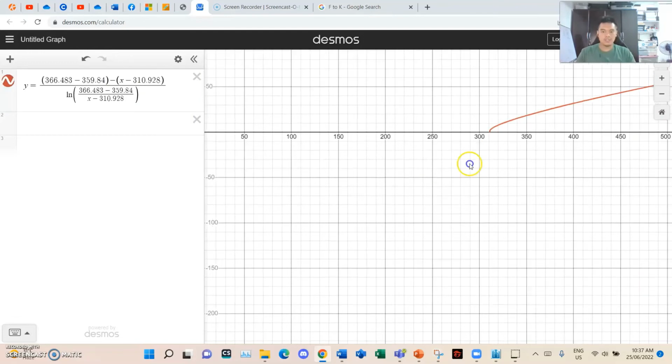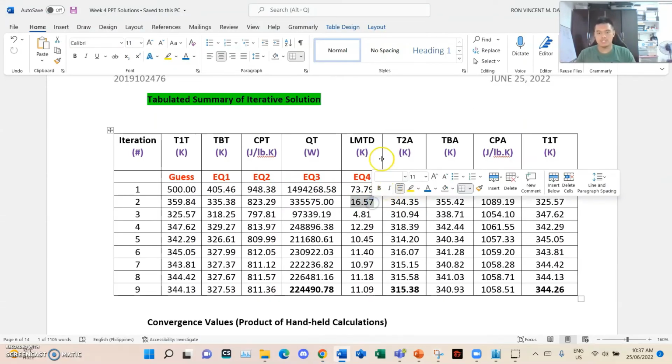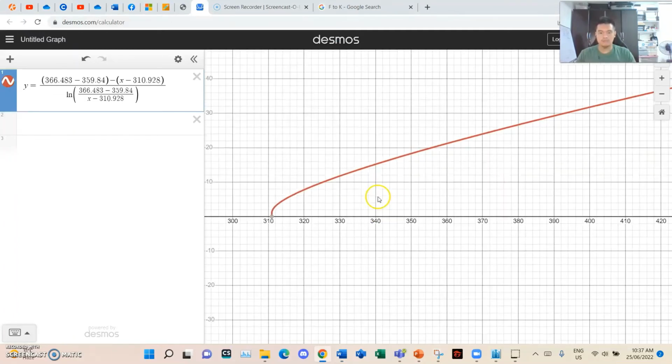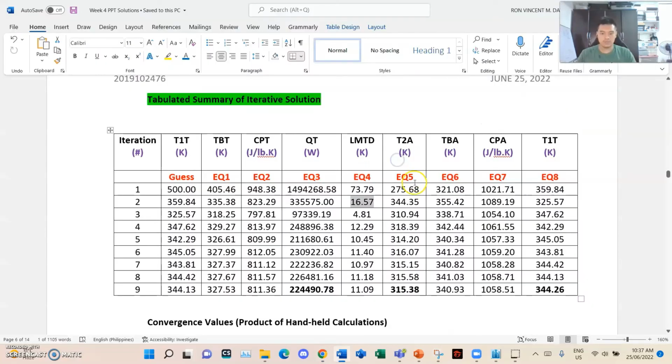359.84, and this is a new graph, and I need to find the graph that corresponds to a y value of 16.57. So going here, 16 point, scroll, magnifying, 16.57, it is around 344.3 or 344.35. That's a more exact point.